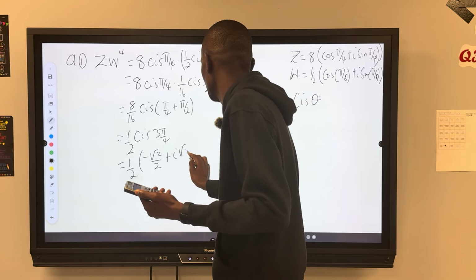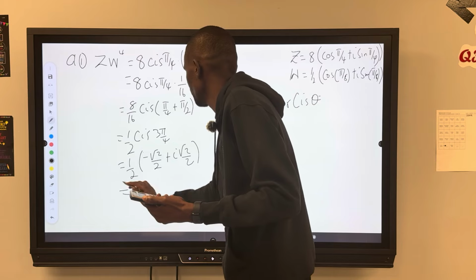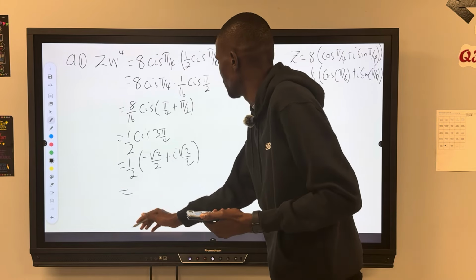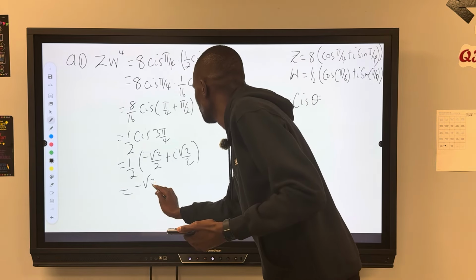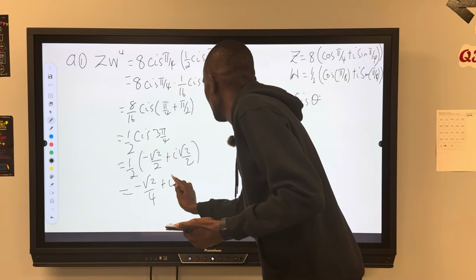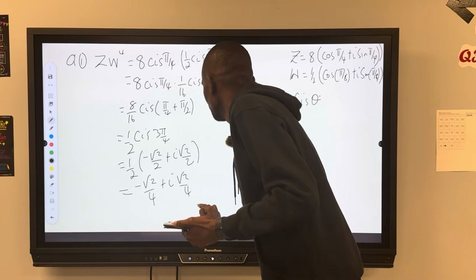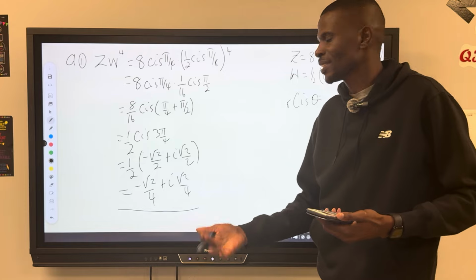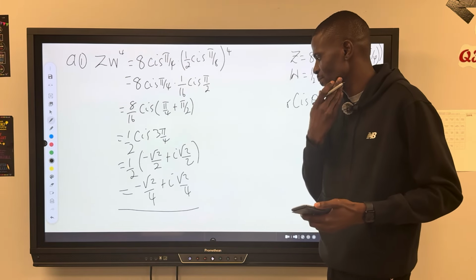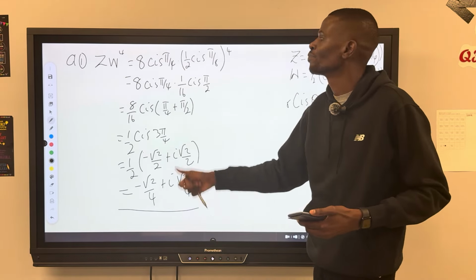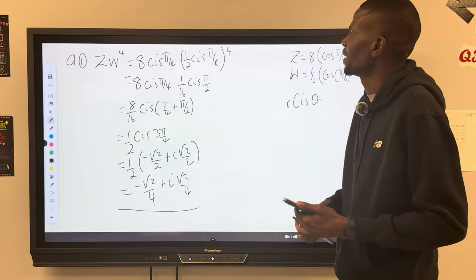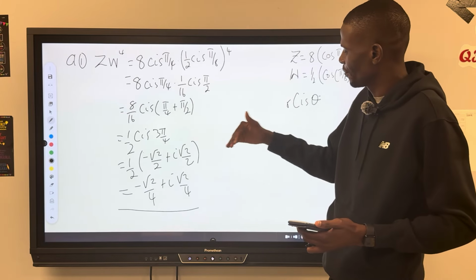So i root 2 over 2. When I distribute the 1/2, it becomes negative root 2 over 4 plus i root 2 over 4. Just leave it in exact form. Yes, you can express that in decimal form, but just leave it there. So guys, that's how we find zw to the 4th power.